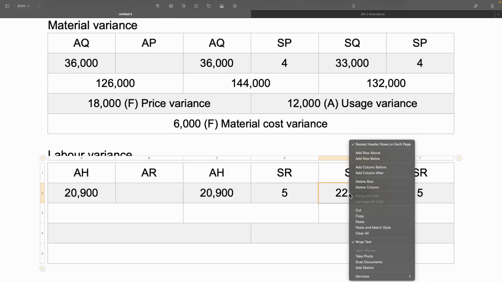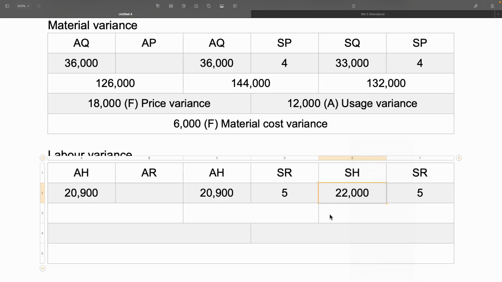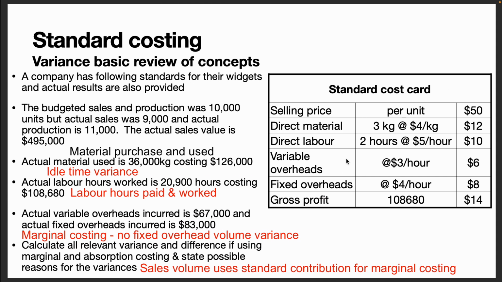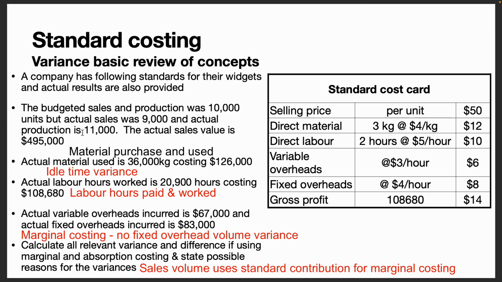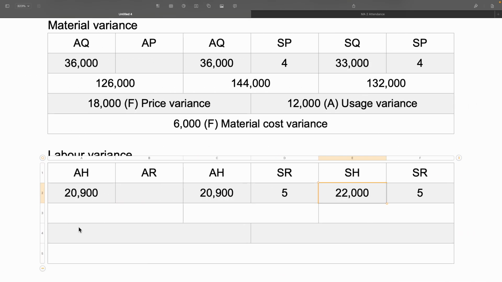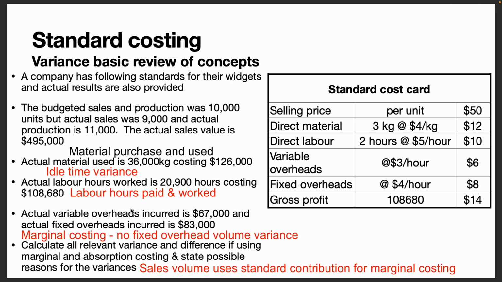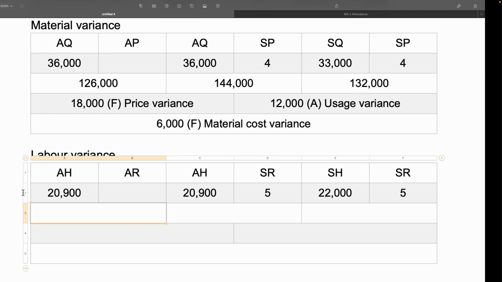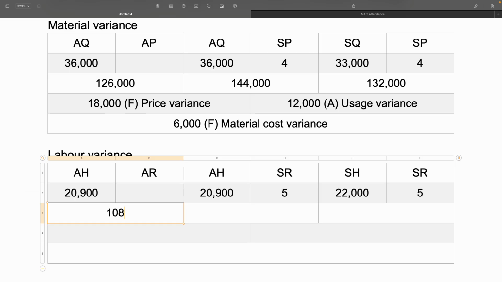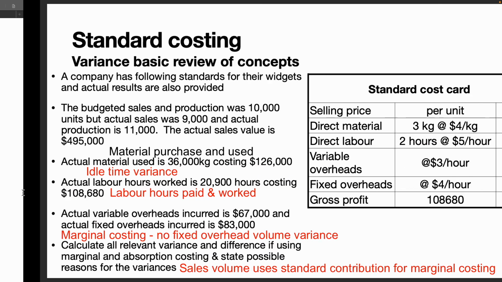Okay, so you should know what this is. Remember what this is, how to get this one. It's 2 times 11,000 actual production. Therefore, we can now come to this other phase, which is how much is the actual cost? 108,680.